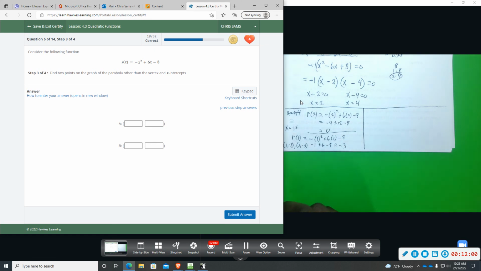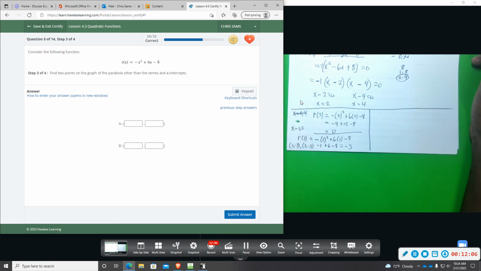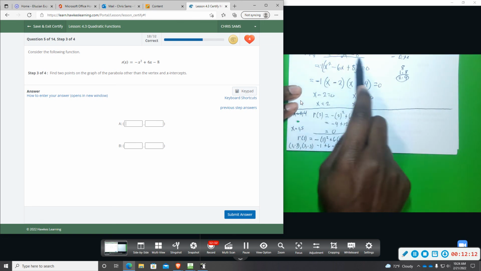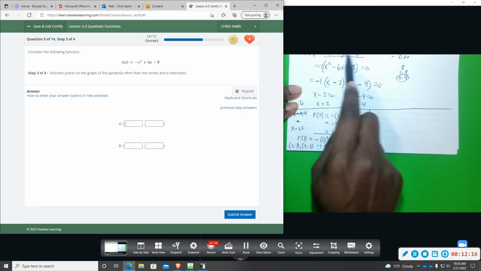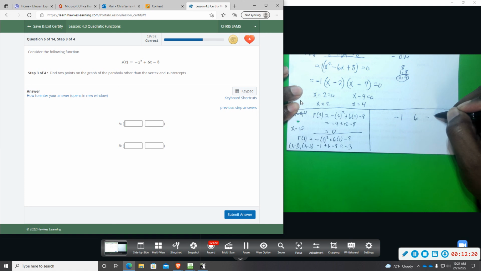Now, with synthetic division, I like that one because you don't have to do as much computation. I think it's a little bit easier. So what we do is we take the coefficients of our parabola: negative 1, 6, and negative 8.